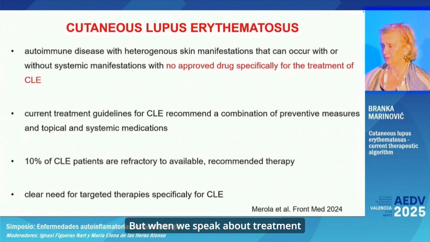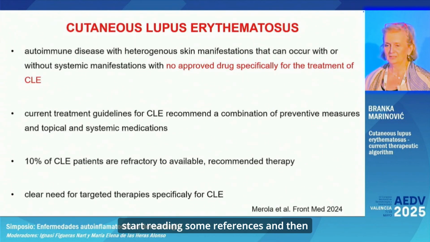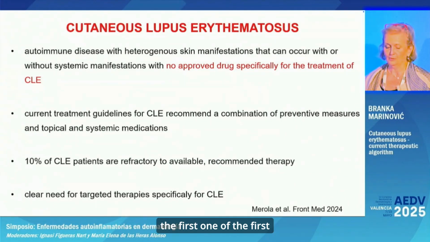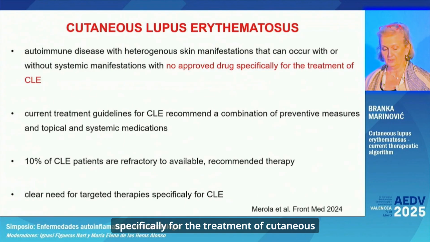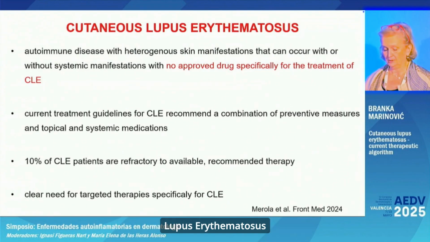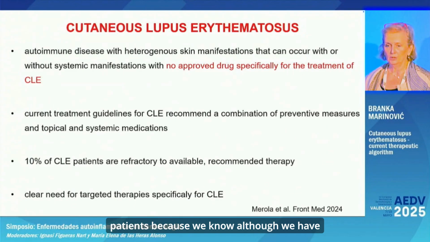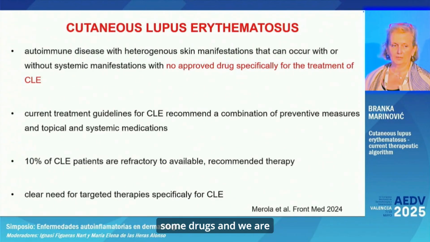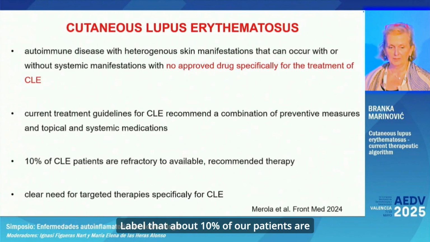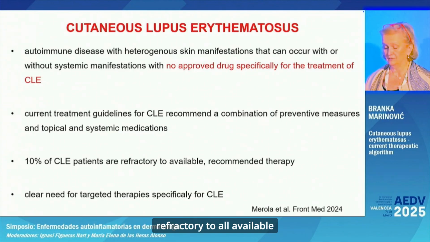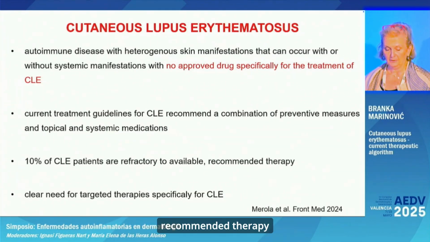But when we speak about treatment, it is always very optimistic when you start reading some references, and then one of the first sentences is there is no approved drug specifically for the treatment of cutaneous lupus erythematosus, and we can sometimes feel it in our patients because we know, although we have some drugs, and we are using most drugs off-label, that about 10% of our patients are refractory to all available recommended therapy.